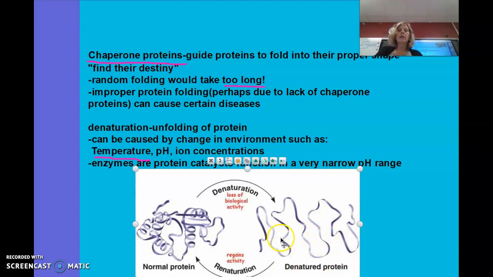So this is that denatured protein. This shows renaturation. A lot of proteins, once they're damaged, cannot be renatured. So it's important for us to maintain homeostasis in our bodies. That helps maintain the integrity of those proteins.